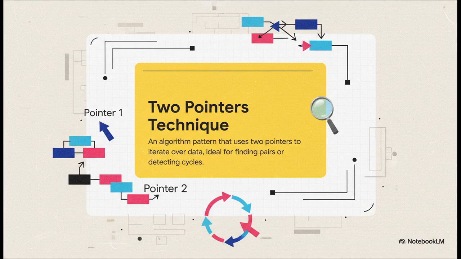Let's take that two-pointers technique. Imagine you have a sorted list of numbers, and you need to find 2 that add up to a specific target. Instead of checking every single possible pair, the slow way, you can start 1 pointer at the beginning and 1 at the end, and just move them inwards. It's incredibly efficient and avoids that slower brute force approach.